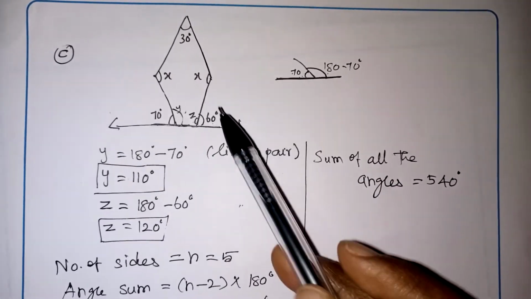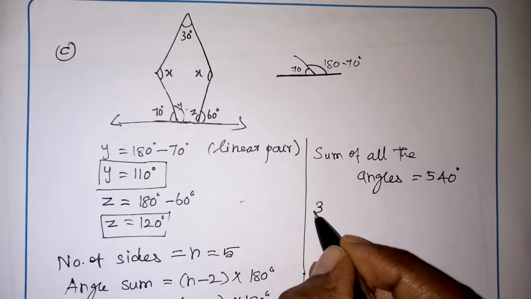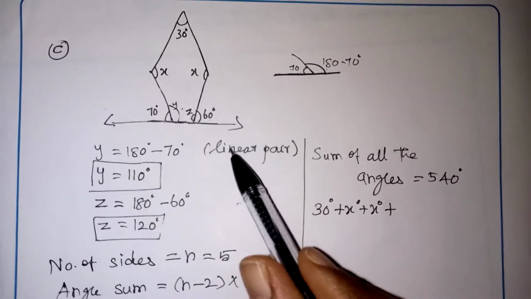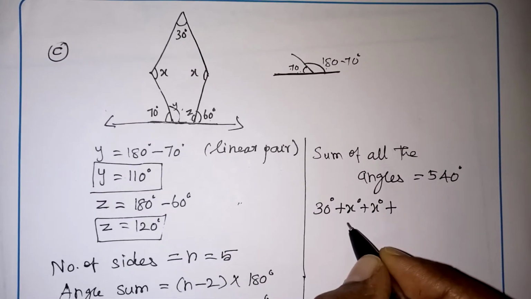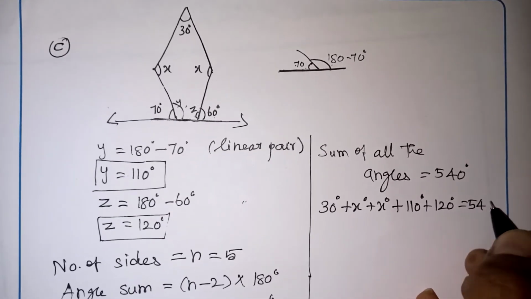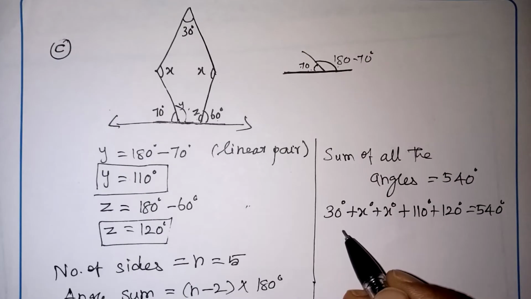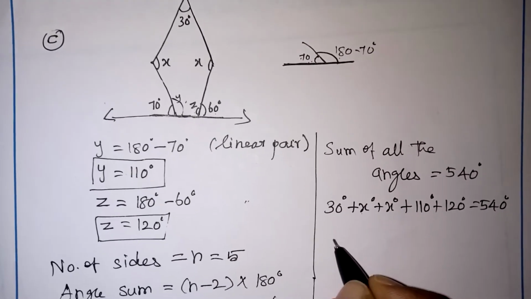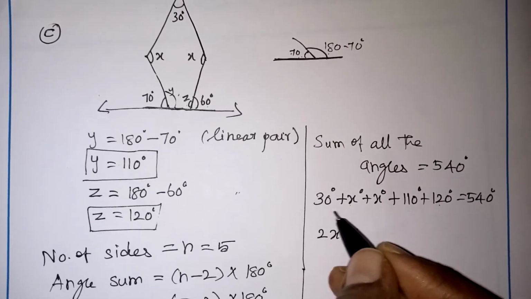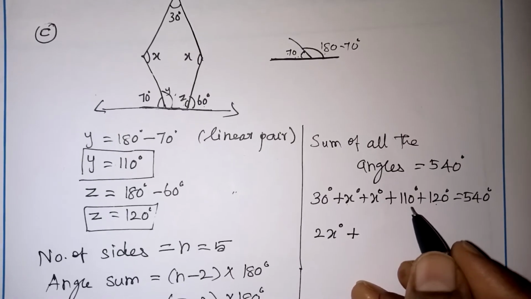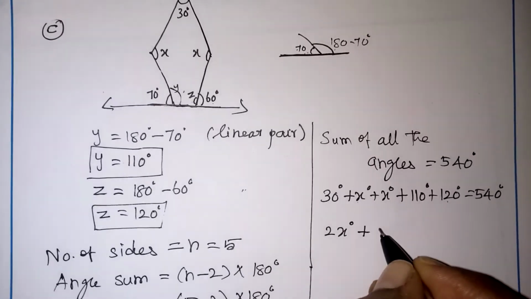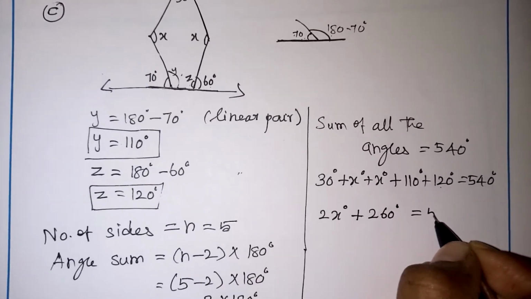Now the sum of all the angles we have to take from here: that is 30 degrees, x, plus y and z. y is 110, z is 120. So we can write x plus x plus 110 plus 120 plus 30 is equal to 540. Now we add all these numbers together: x plus x will come to 2x degrees, plus 110 and 120 will be 230, and 230 plus 30 will give you 260, which is equal to 540.